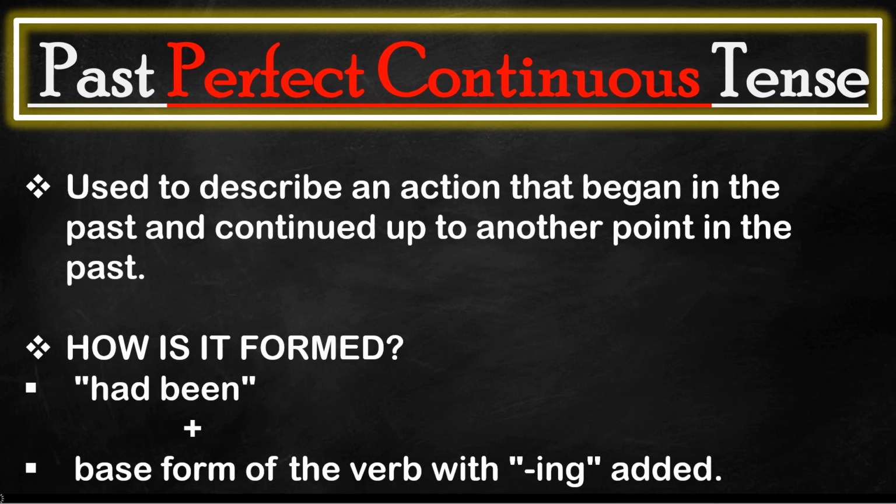Now, let's look at the past perfect continuous tense. Don't worry, it's not so complicated. This is used to describe an action that began in the past and continued up to another point in the past. It has still been continuing in the past, right? How do we form it? In the previous one, we were using only the word had. Here we are also using the word been. So had been plus the base form of the word, and you add ing again because it's a continuous tense.